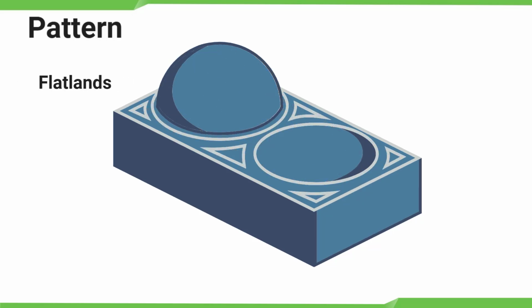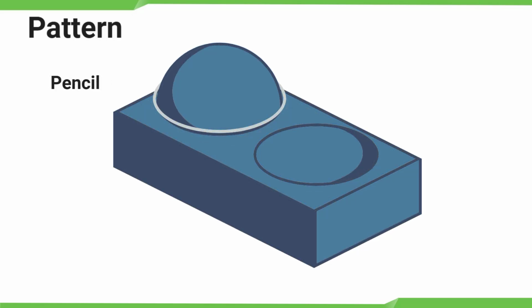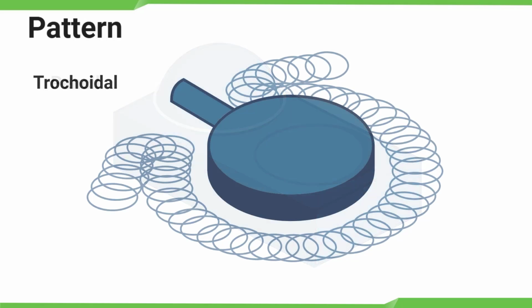Flatlands are designed for machining true flat areas of components with toolpath passes that are offset segments of the flat area boundary. Pencil is designed to clean out fillets and radii. Trochoidal provides sequential component contour machining by trochoidal movements.